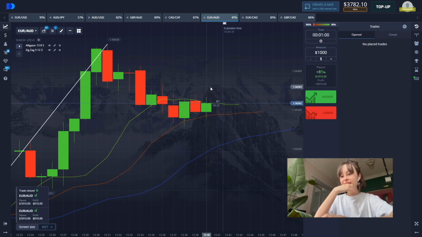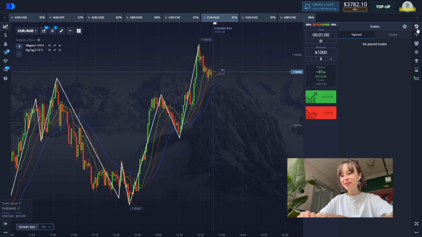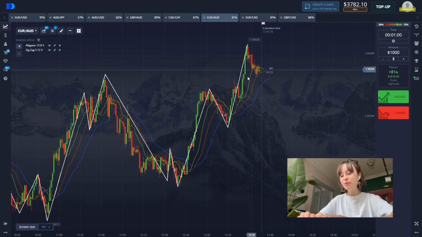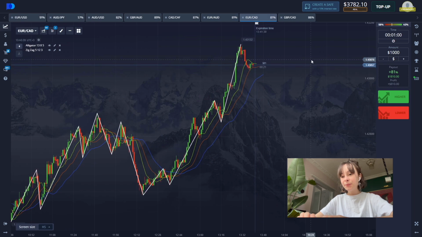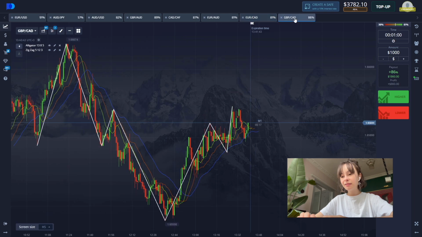Last seconds, and the deals are closing positively. It wasn't hard to open at all. We opened according to the trend. Let's keep trading. Keep going. Let's pick another currency pair.